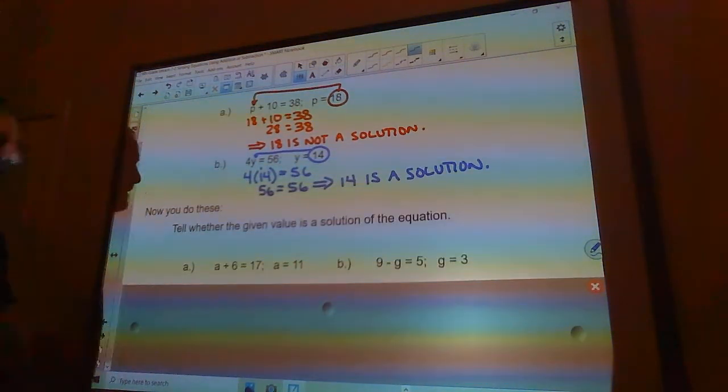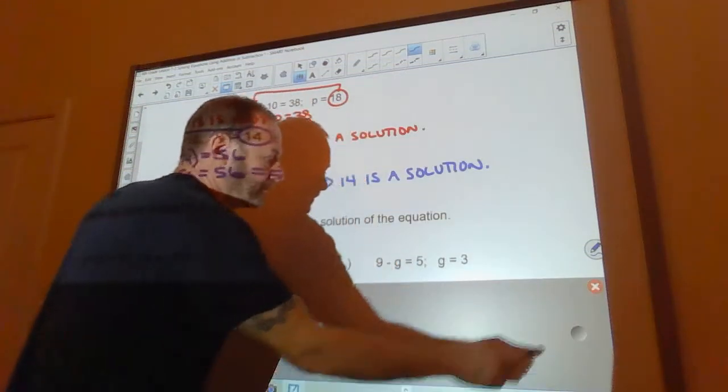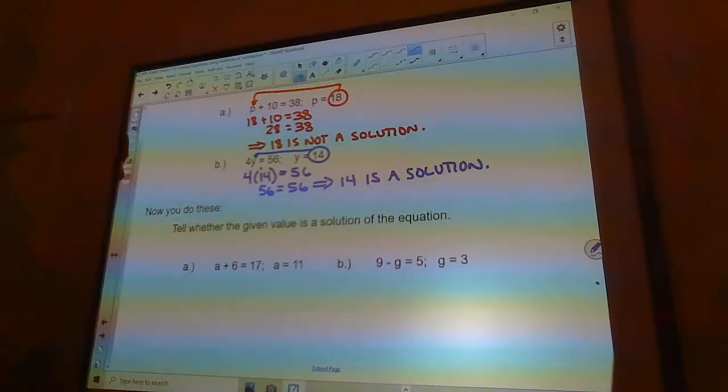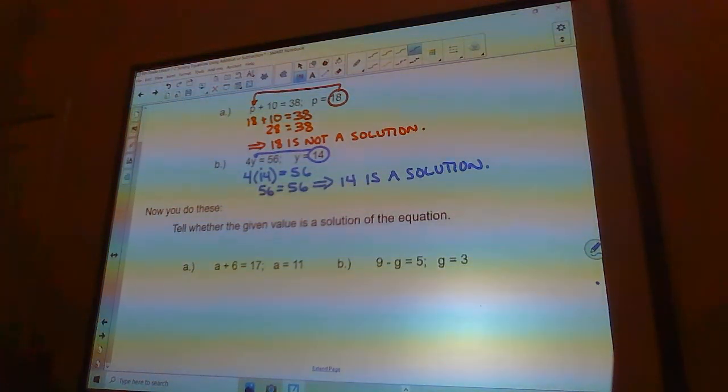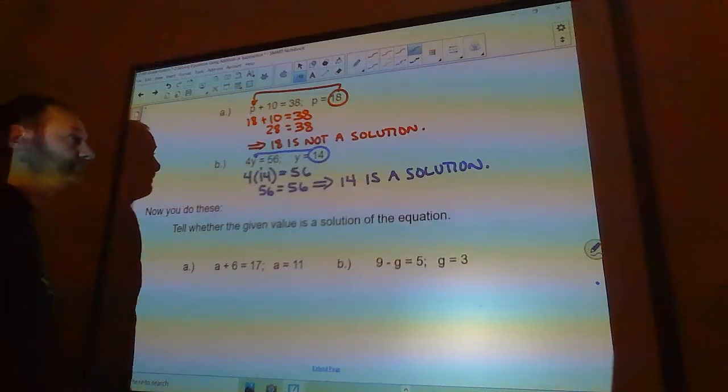Okay, so now you're going to do these. Couple of problems for you here. A plus 6 is 17. Let a equal 11. Is that a solution? 9 minus g is 5. G is 3. Is that a solution? So I'll give you a minute, pause the video, do these two problems, then jump back on here and see how you did.